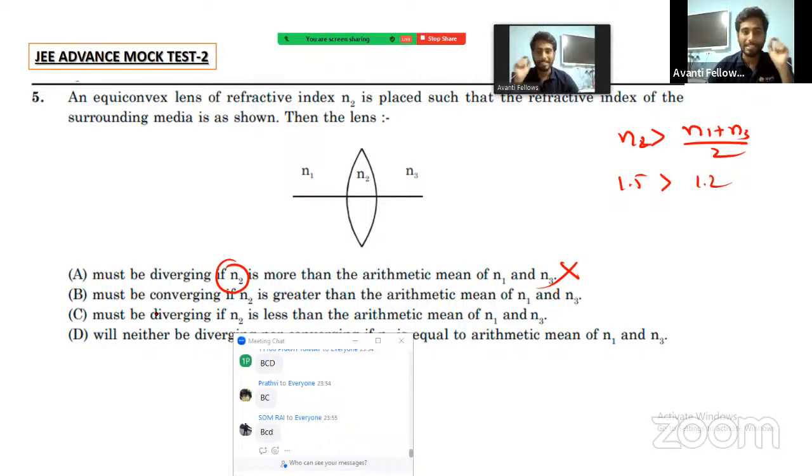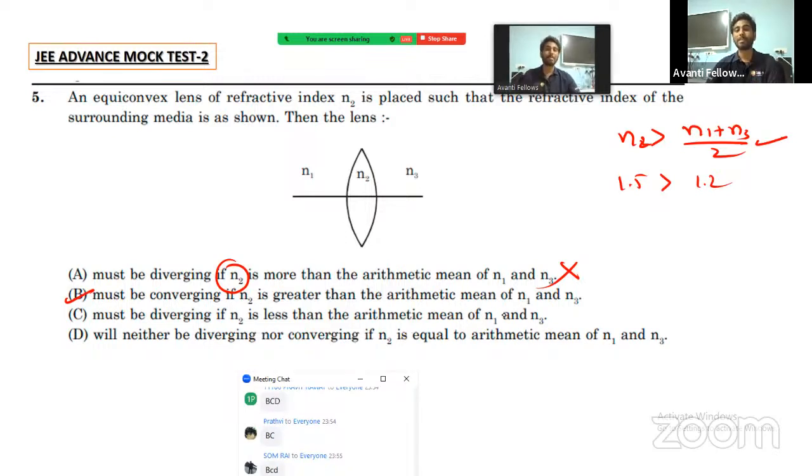Come to the second option. In the second option, the lens must be converging if N2 is greater than the arithmetic mean of N1 and N3. Now only I told, if the arithmetic mean of N1 and N3 is lesser than N2, it will definitely converge. Correct है. Hence option B is right. And coming to option C, must be diverging if N2 is less than the arithmetic mean of N1 and N3. Yes, of course, if the arithmetic mean of these two is greater than N2, ये lens क्या करता था, diverge करता. So option C is also right.